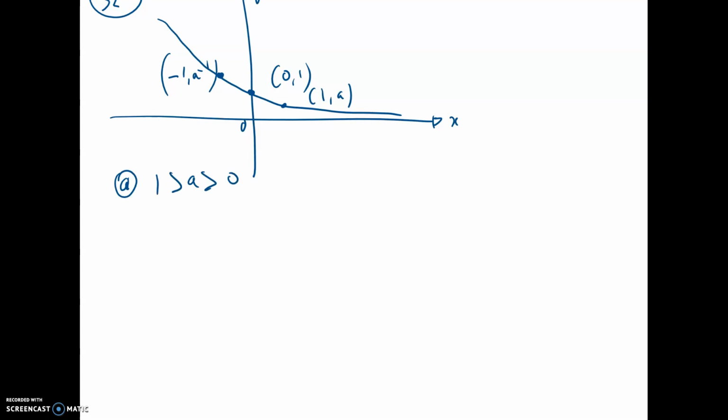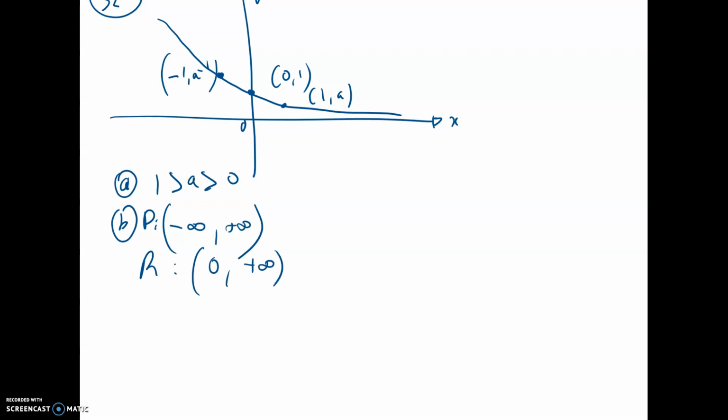For question B, give the domain and the range. So when I look at my graph, I can clearly define the domain as being between negative infinity and plus infinity. When I look at the range, I can clearly see that it is 0 to plus infinity.